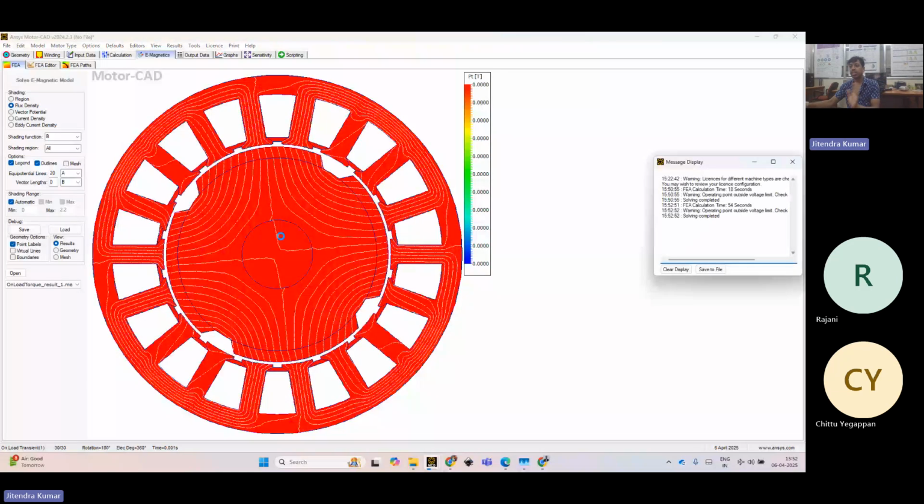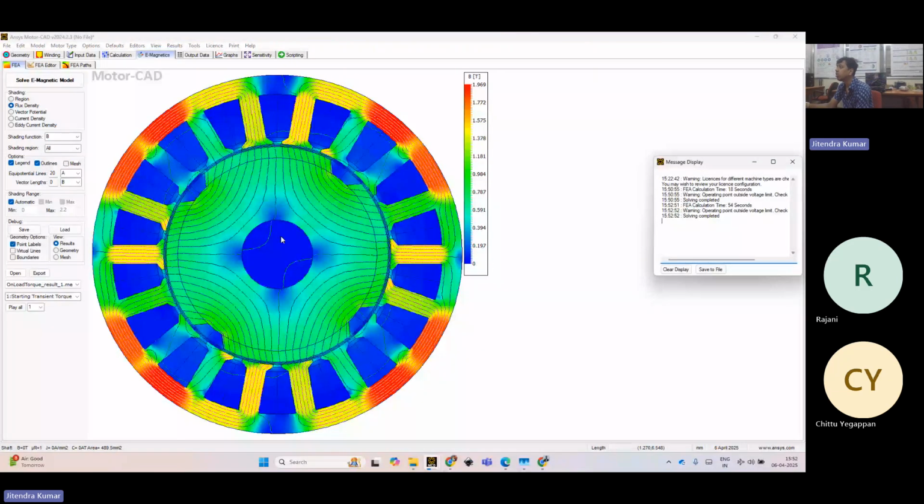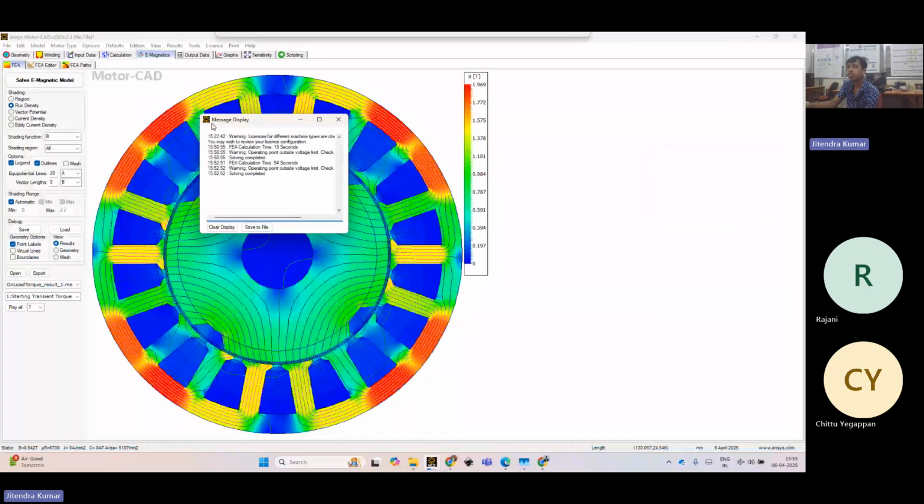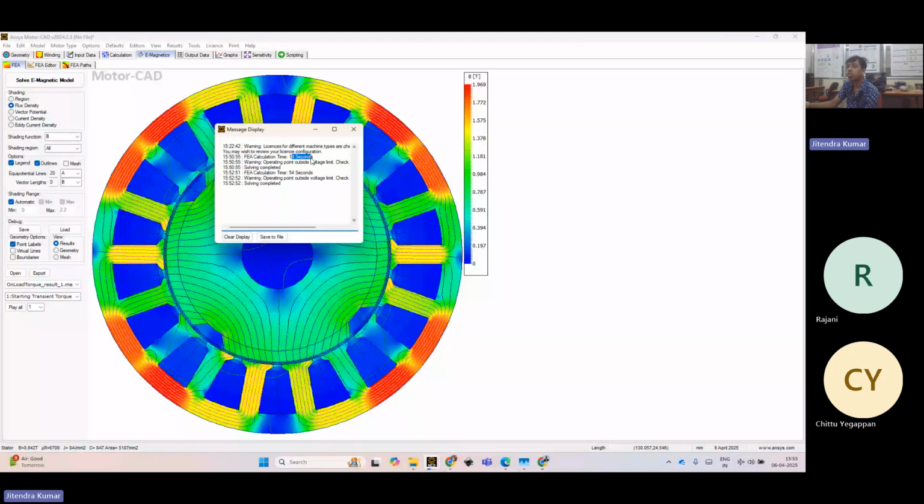So this much time it took, right? Here you can see, earlier it took 18 seconds to solve with the symmetric model, and now it has taken 54 seconds. So almost three times. Time consumption in the full model for half symmetry is almost 3x.